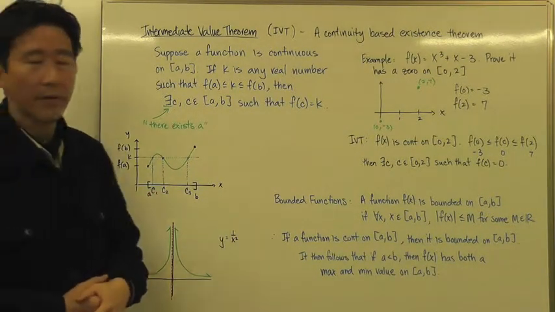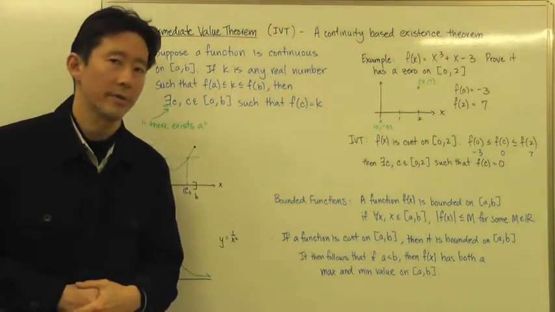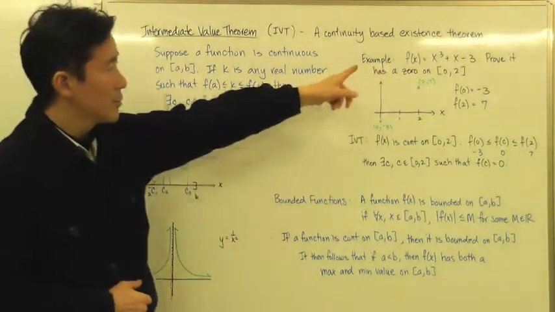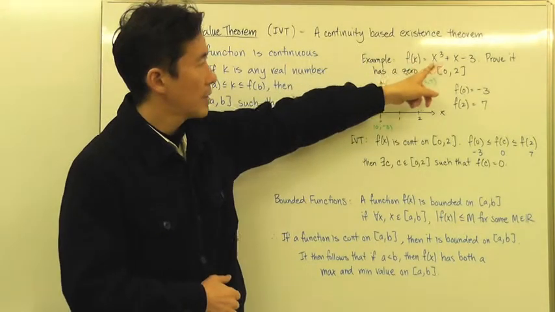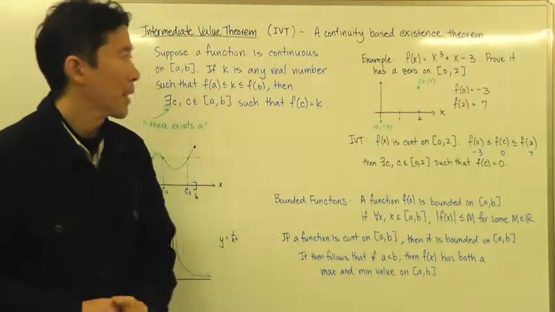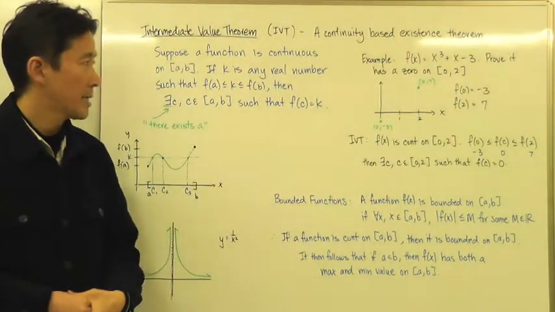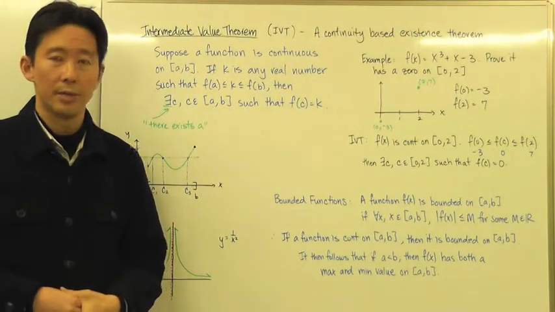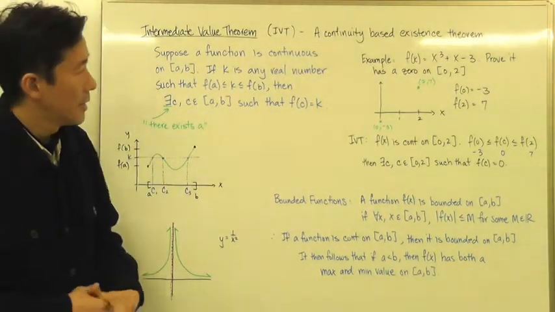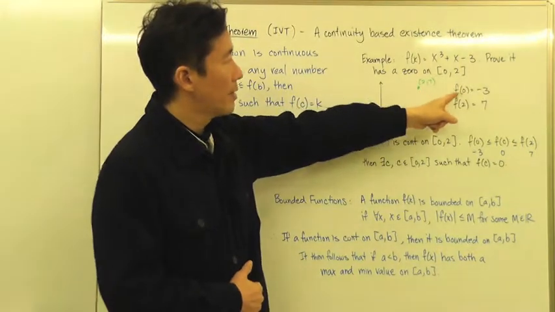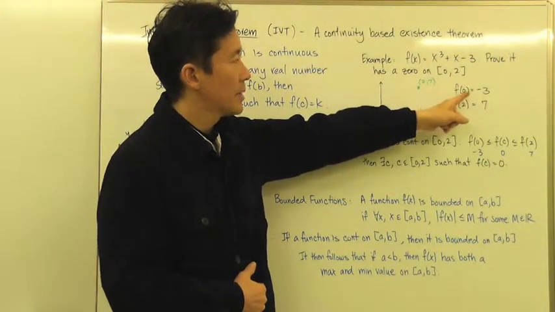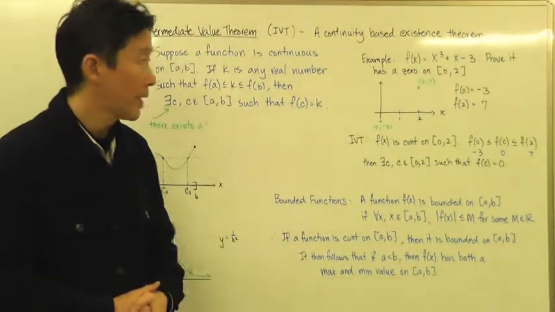Now, here's an example of how we can use the intermediate value theorem. Suppose we say that you have a function, x cubed plus x minus 3, and you just want to prove that it has a 0 on [0, 2]. Now, what I need to do, of course, is find out, first of all, what f of 0 is. F of 0 is going to be equal to negative 3.